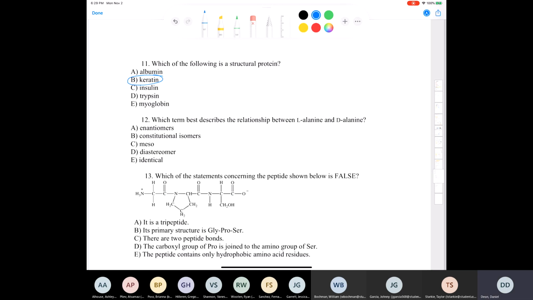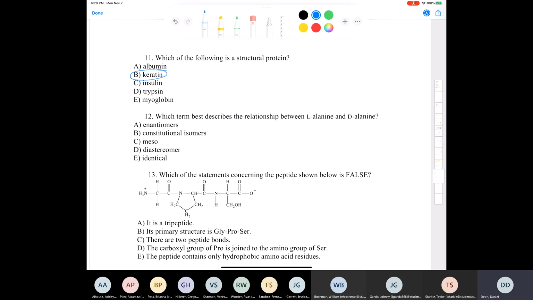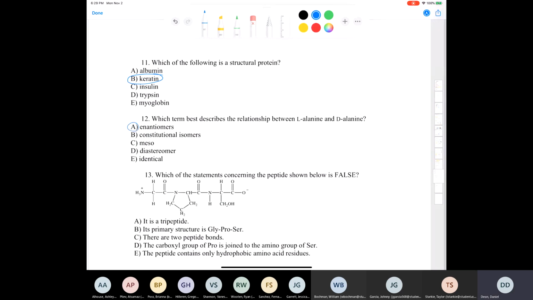Hey, question 12 is a good question. One of my favorites. Which term best describes the relationship between L-alanine and D-alanine? Yeah, thanks, Stephanie. Absolutely. It's enantiomers, right? Enantiomers, non-superimposable mirror images, like that. Perfect. Thanks. That's awesome.